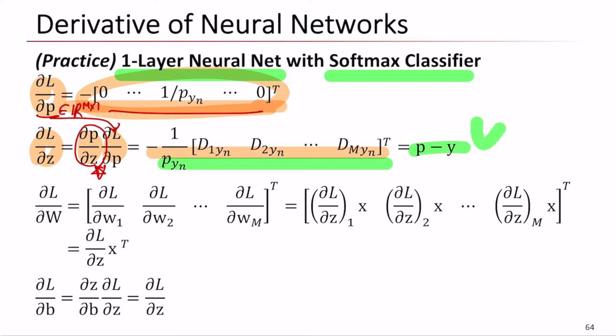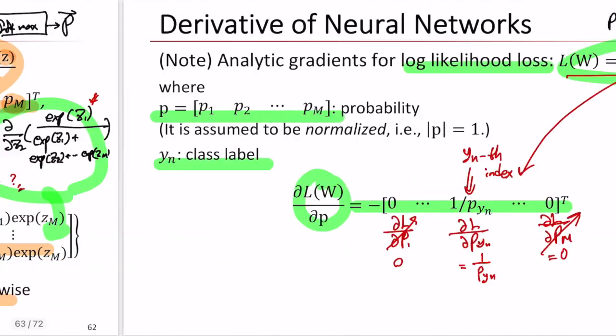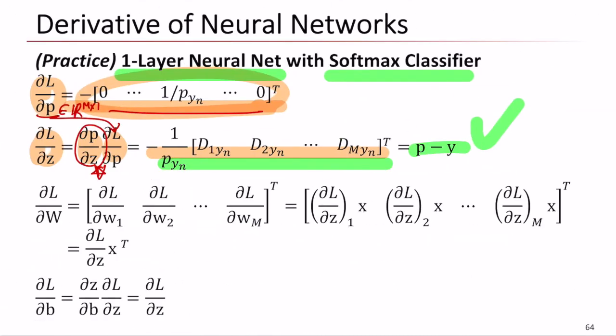This is very, very important. Why? Even though your forward propagation requires some kind of exponential or other complex values, when backpropagating, I mean when we compute dL over dz, we just compute this loss gradient by only considering p minus y. p is a vector, y is a vector, so it is simply expressed as a vector subtraction.